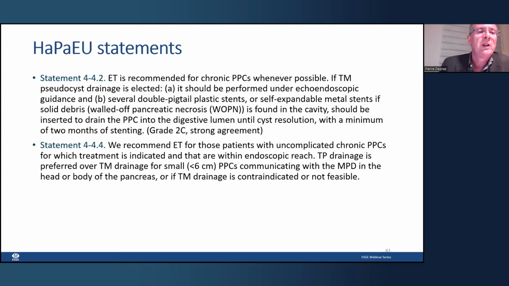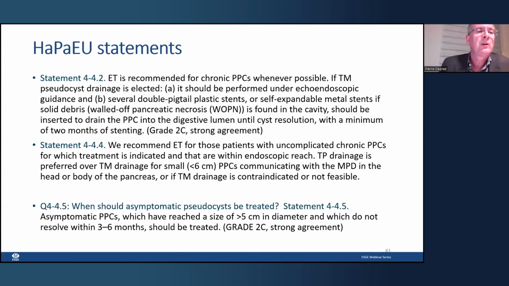The second statement is about the uncomplicated chronic pseudocyst for which treatment is indicated, that they are within endoscopic reach. Here they focus on transpapillary drainage, which is to be preferred over transmural drainage for the small ones communicating with the main pancreatic duct in the head or body of the pancreas. So really this is important, because if you have a pseudocyst in the tail of the pancreas, you should not go for a transpapillary approach because it's very difficult to drain this cyst that way.